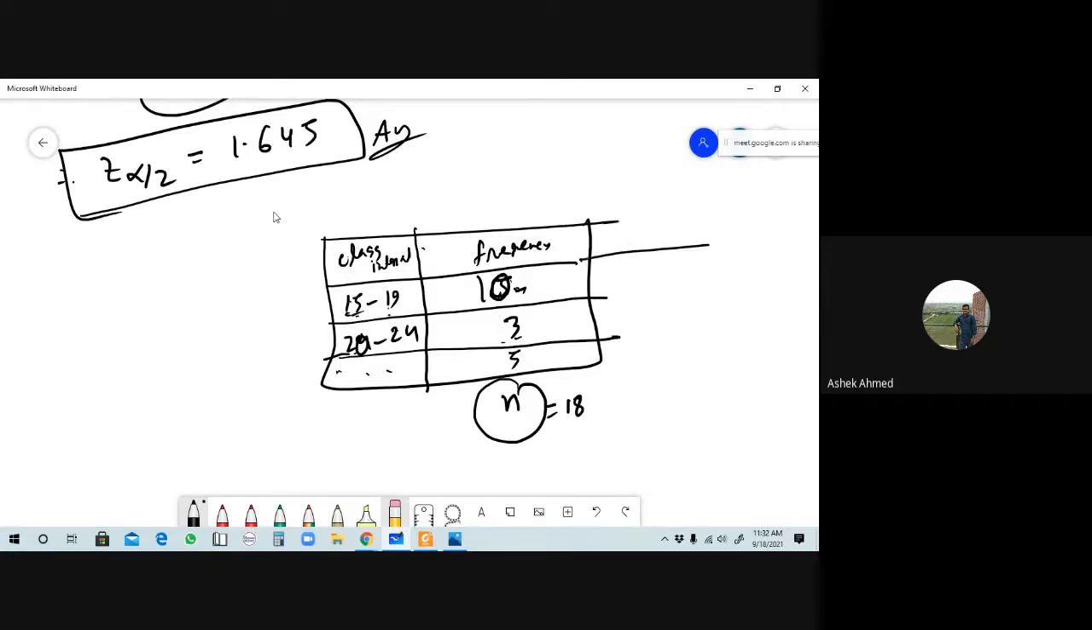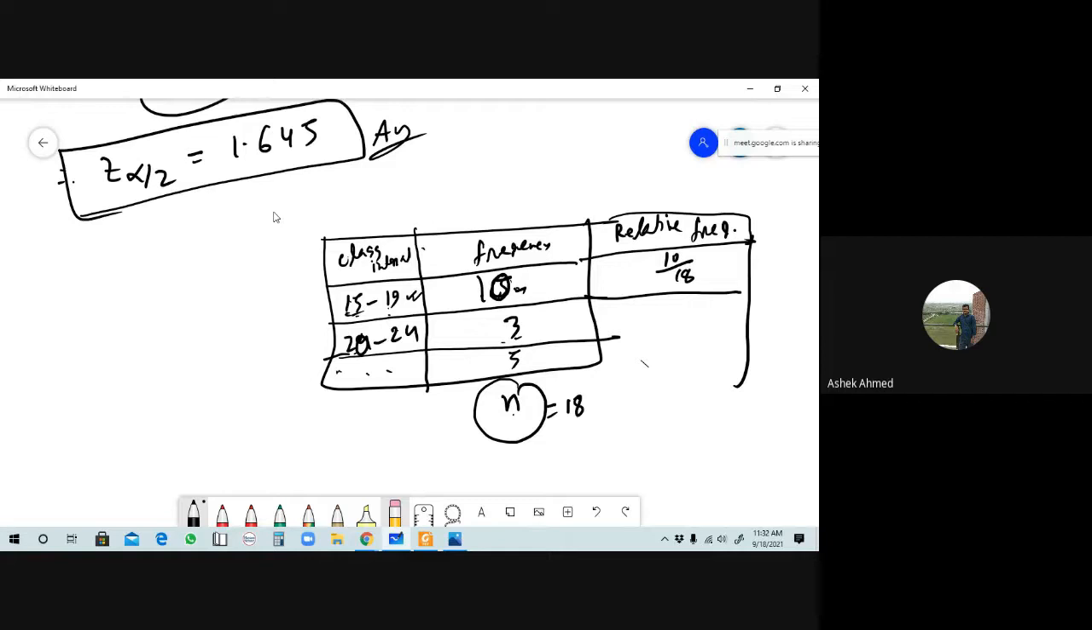Now from here we can determine the relative frequency. Relative frequency is the ratio between the corresponding class frequency and the total frequency. If I want to find the relative frequency of this class, that will be the ratio of the corresponding frequency of the class, which is 10, divided by the total frequency, which is 18. So 10 by 18 will be the relative frequency.